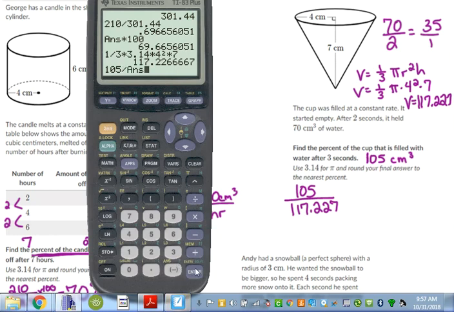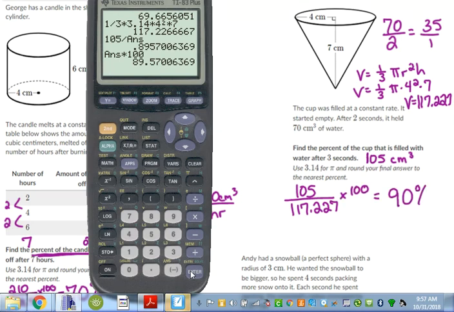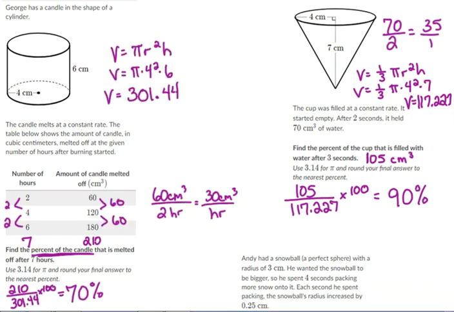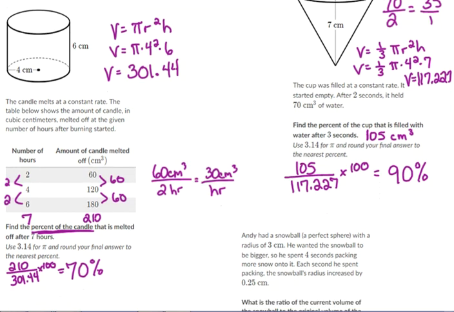I'm going to keep that number in my calculator there. Multiply it by 100 because it wants the percent. Nearest percent would be 90%. So it's almost full, which we could see that. The whole thing holds 117. We've got 105, so it makes sense that it's about 90%. It's almost full, but not quite there.